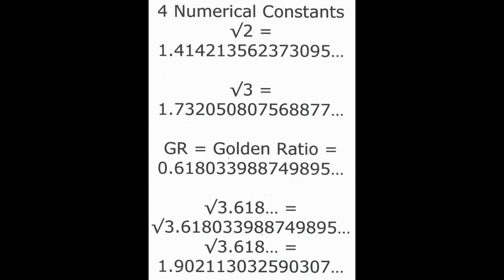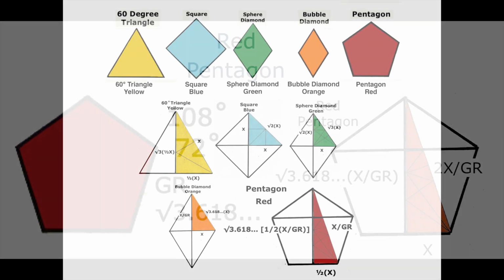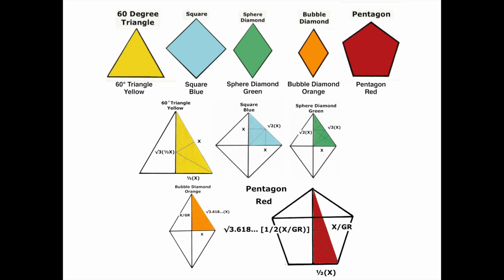Here the golden ratio has a new symbol, GR, and is the ratio between 0 and 1 instead of the traditional ratio between 1 and 2. This makes for easier calculations in our new measuring system. The square root of 3.618 is a combination of the square root of 3 and the golden ratio. This number defines the length of the altitude of a pentagon. We will explore the fundamental shape, the circle, in the next video.